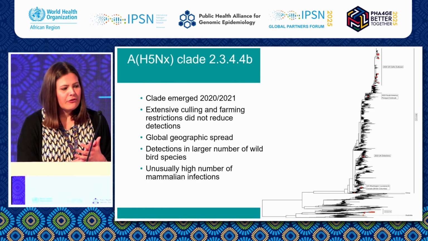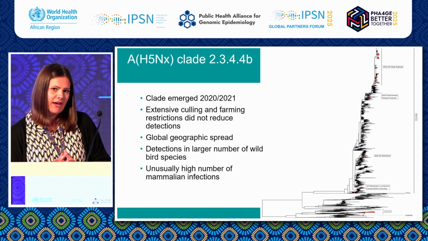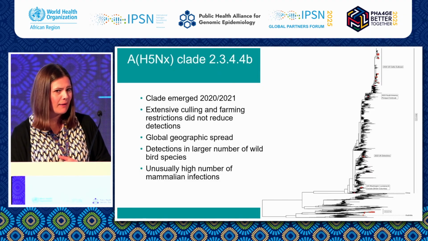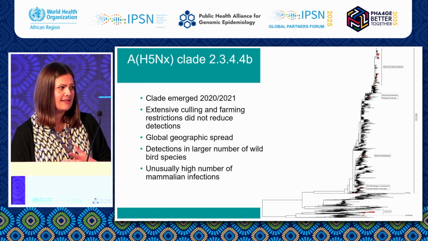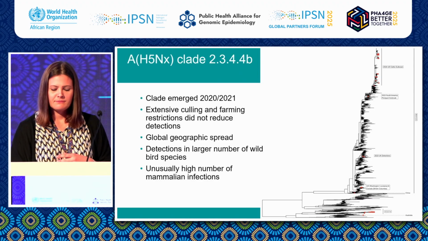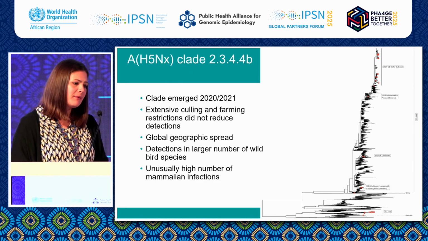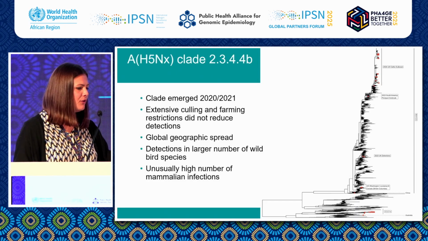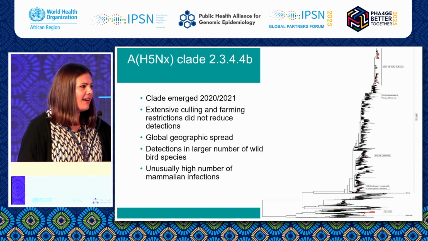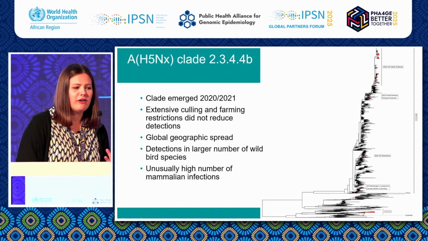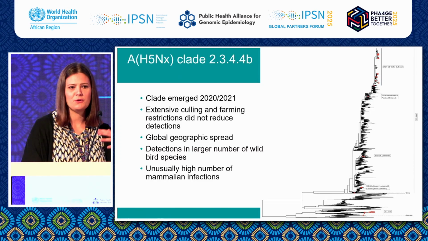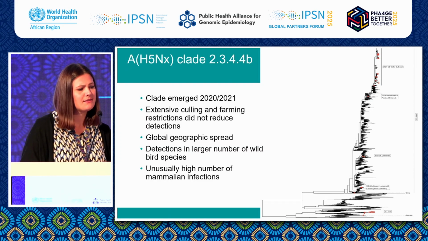The clade also caused quite a lot of mammalian infections, and some of those were quite big outbreaks. So you might be familiar with some of the fur farm outbreaks in Europe, or the pinniped outbreaks in South America, and most recently the cattle dairy farm outbreaks in the US. Alongside that, there were quite a lot of human infections. In the tree on this slide, all the human infections are in red, which hopefully you can still see, but they're across the tree, and there were quite a lot of them within this 2.3.4.4b clade for people who were working on farms or were in environments that were contaminated.